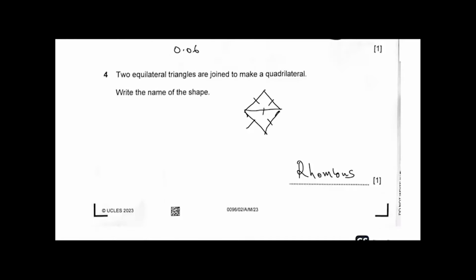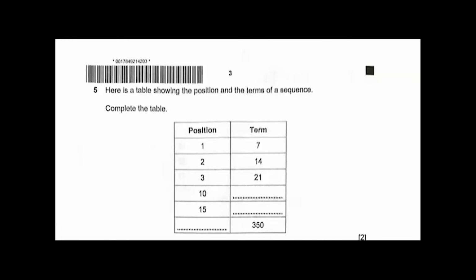So we can go to the next question, and that will be question number 5. Here is a table showing the position and the terms of a sequence. Complete the table. So if you look at this, this is 7 times 1, 7. 7 times 2, 14. 7 times 3, 21. So this will be 7 times 10, 70. And this will be 7 times 15, 105. And to get this one here, you have to divide 350 by 7. 7 here 1, 7 here 5, and 7 times 0 is 0. So it will be 50 here. So that will be the solution there.